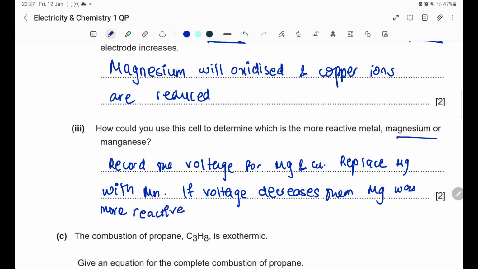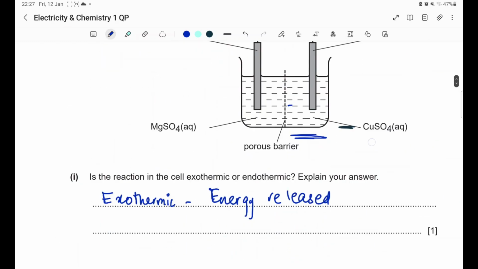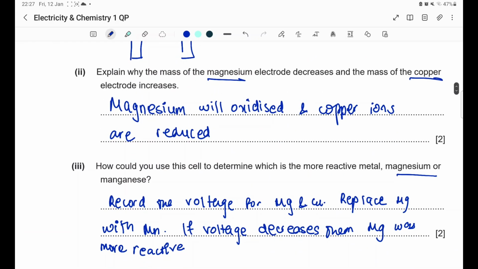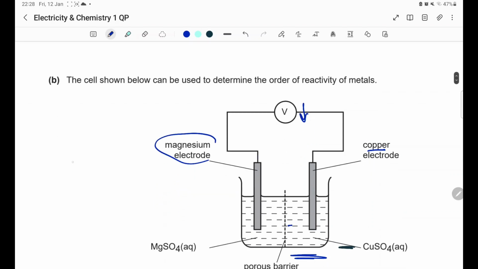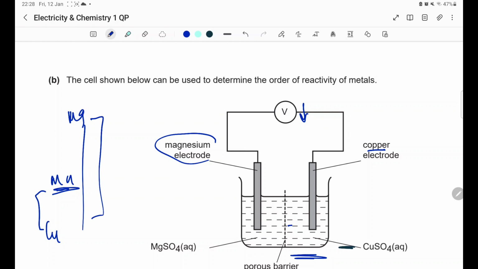I was going to say that you could just say compare the two voltages, but that is way too vague. So you would record the voltage for magnesium and copper, and then you would replace magnesium with manganese. If the voltage decreases, that means the difference between manganese and copper is less than the difference between magnesium and copper, which means that manganese is falling on a lower scale in the reactivity series. Once again, you have Mg, Mn, and Cu. If our voltage is decreasing, that means that the distance between manganese and Cu is less than the distance between magnesium and copper, meaning that it is on a lower scale on the reactivity series.